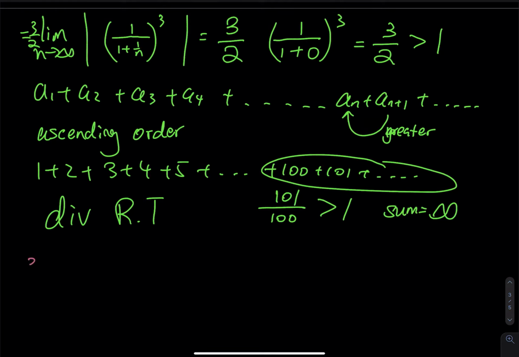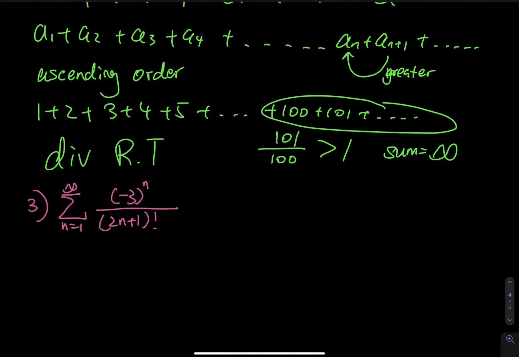So problem 3, we have the summation, n goes from 1 to infinity, of negative 3 raised to the n divided by (2n plus 1) factorial. This is our first time working with factorial, right? If you don't know what factorial is, let's say 5 factorial, that is equal to 5 times 4 times 3 times 2 times 1. Do not multiply by 0, because once you multiply by 0, the whole product is equal to 0.